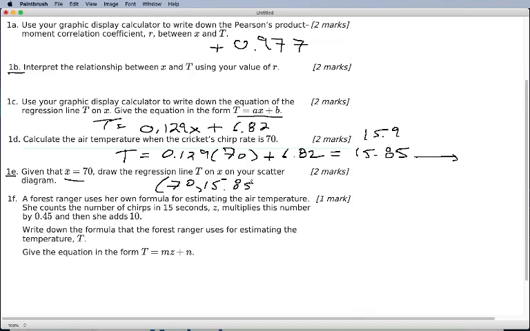15.85. And as you can see, this is the air temperature for a cricket's chirp at a rate of 70. So we've actually found Y bar in the previous step, okay?